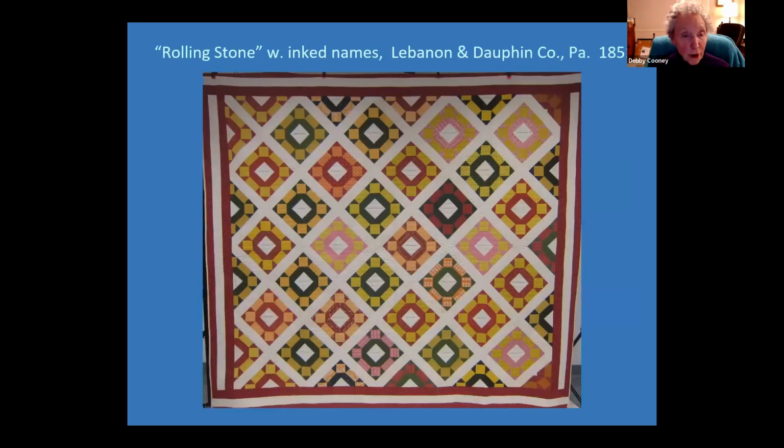This quilt is one of the best signatures I've ever come across. It's elegant and inscribed and dated 1851. And such a variety of fabrics as these are common in Lebanon County, according to the expert on this, Barb Garrett. Both men's and women's names are written in flowing Spencerian script.